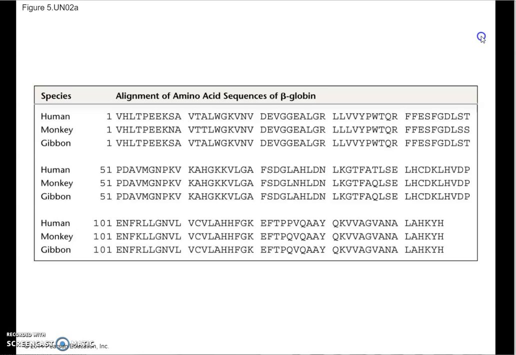Here we can see the comparison between the monkey, the human, and the gibbon. This is the alignment of the amino acid sequences of the beta globin. Each of those letters represents a different amino acid.